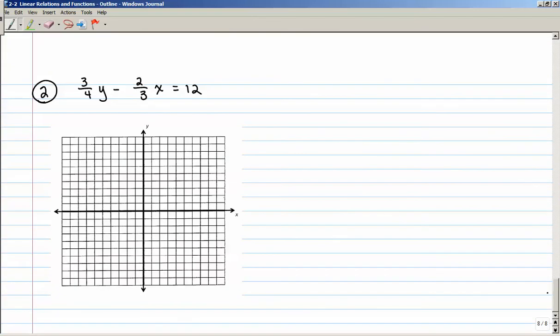Here's another example that involves fractions. And in this case, I don't necessarily want to clear those fractions. I can actually, it's not going to be that hard. So to find the x-intercept, let y equal 0. So that's going to be 3/4 times 0 minus 2/3 x equals 12. Or a negative 2/3 x equals 12.